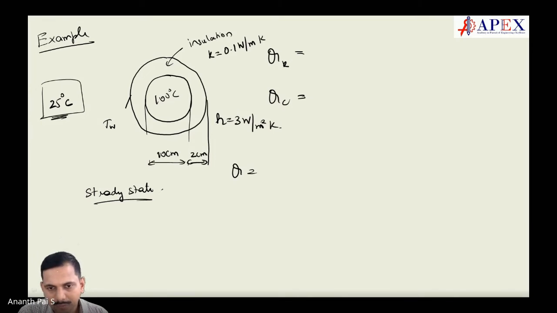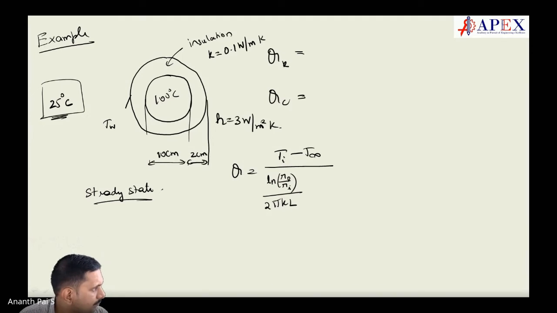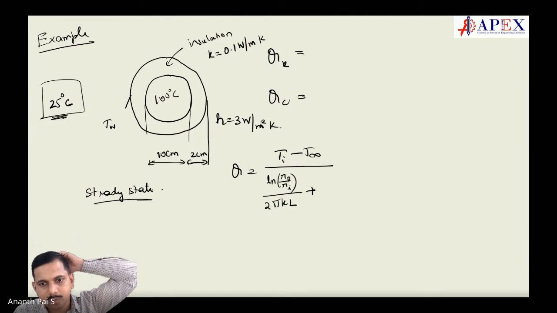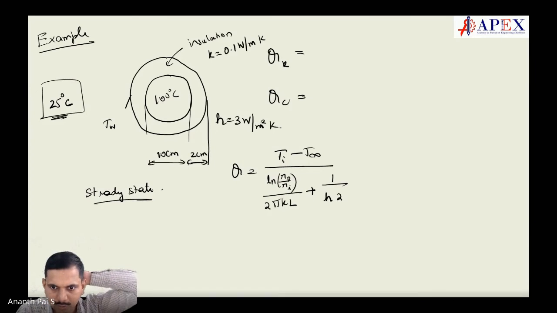Okay. Q is equal to T inside minus T infinity, divided by L by K A. We can write it as log of r naught by r in, divided by 2 pi K L, plus 1 by h A, where A is 2 pi r naught L. Length is 1, so we will not worry about it. For 1 meter, we will see what is the heat transfer.